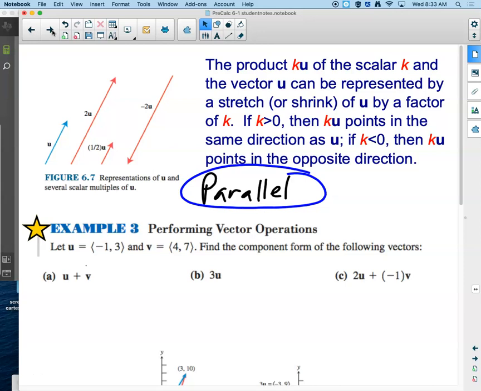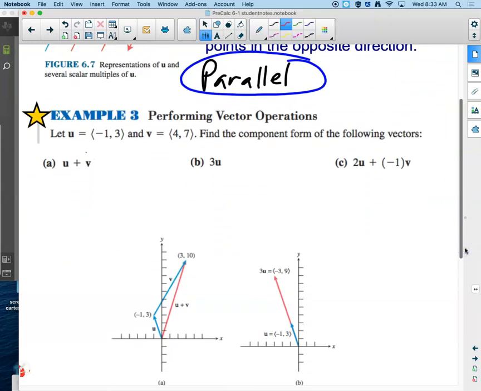So down here, we're going to do some basic vector operations. Let u equal component form -1, 3 and v component form 4, 7. Let's just play with them a little bit. So find the component form of the following vectors, the resultant vector, u plus v. So we need to take the x components and add them together, the y components and add them together. Well, that's not the toughest math we've done all year, is it? But that's what you do.